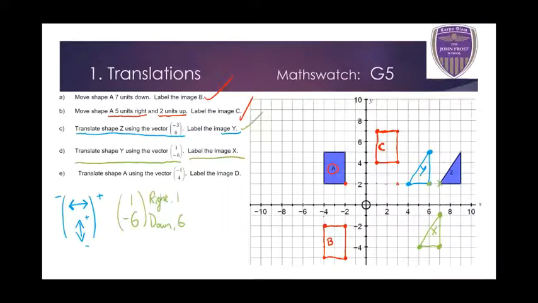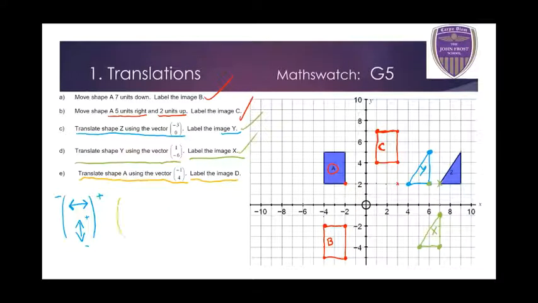Okay, so we've done that, job done. And there's one more to do now. So let's pick one more color. Let's go with lucky orange. So now we need to translate shape A using the vector minus 1, 4. We need to label this image D. Okay, so let's get rid of all this.